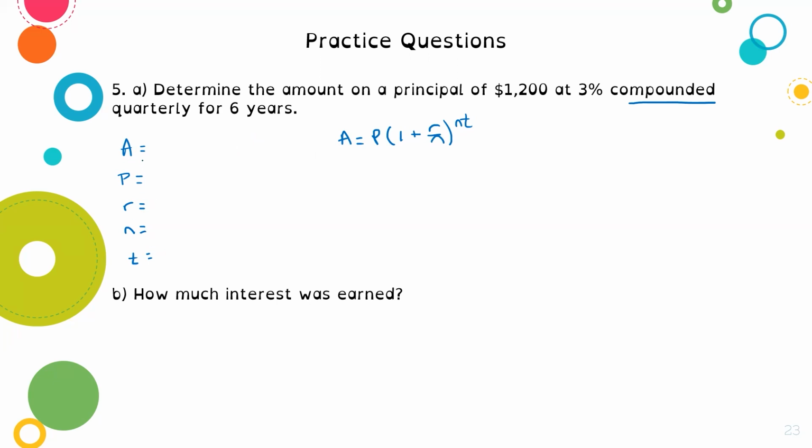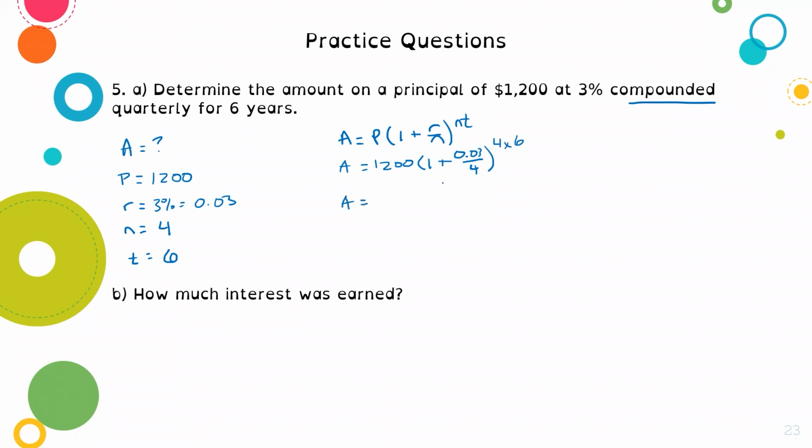So I've listed my variables and I'm going to figure out what it is that I'm finding and what it is that I know. We're determining the amount, that's how much we have in total. The principal is 1,200. Our rate is 3%, so that's equal to 0.03. We are compounding quarterly, and remember, quarterly is 4 times a year. We're doing that for 6 years, so T is equal to 6. So A is equal to P, which is 1,200, times (1 plus our R, 0.03, over N, which is 4), all to the exponent 4 times 6.